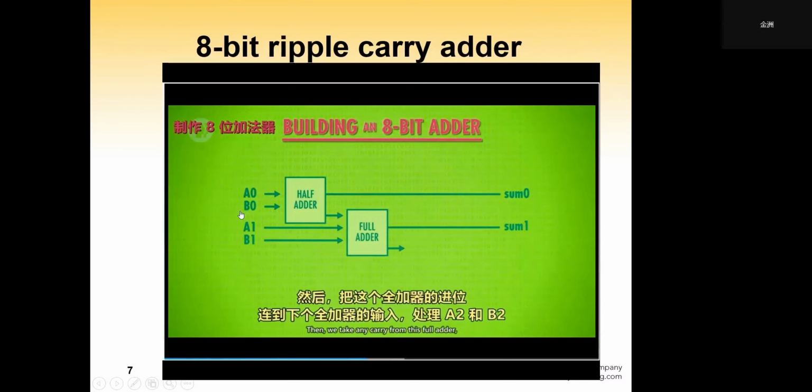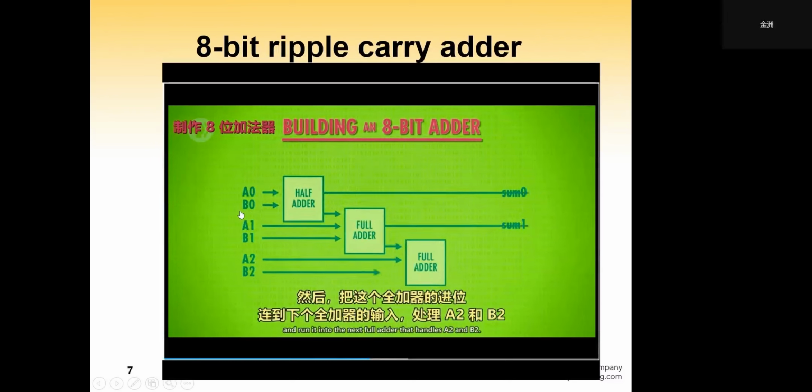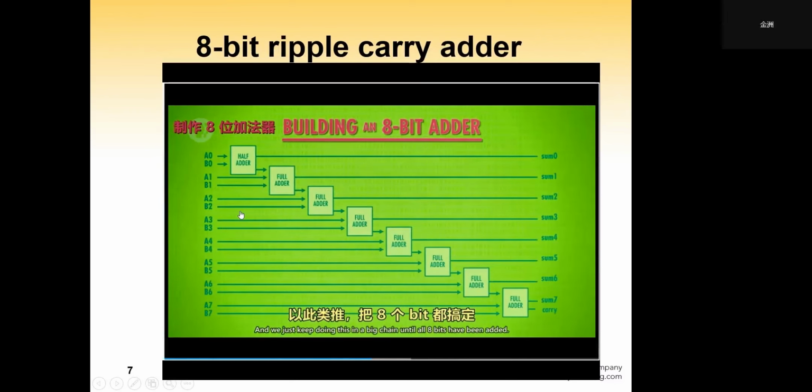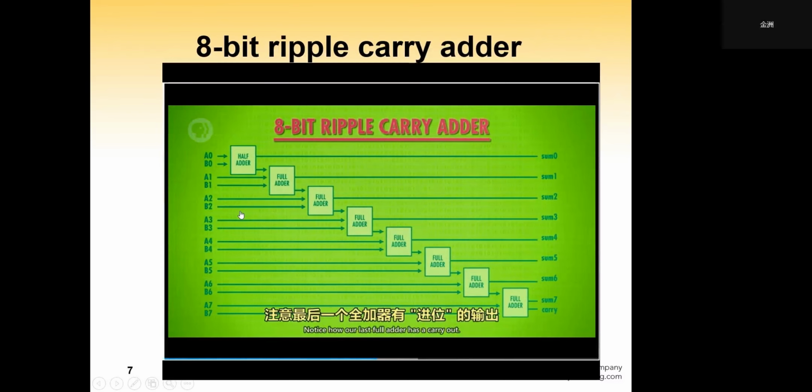Then we take any carry from this full adder and run it into the next full adder that handles A2 and B2. And we just keep doing this in a big chain until all 8 bits have been added. Notice how the carry bits ripple forward to each subsequent adder. For this reason, this is called an 8-bit ripple carry adder. Notice how our last full adder has a carry out. If there is a carry into the 9th bit, it means the sum of the two numbers is too large to fit into 8 bits. This is called an overflow.